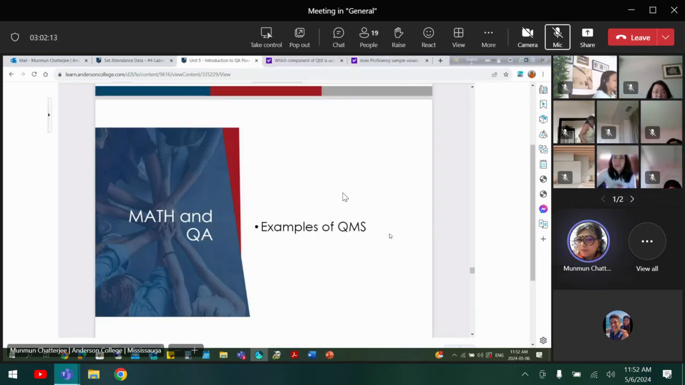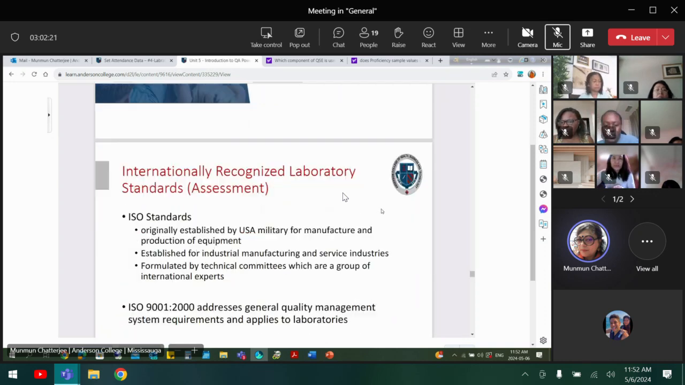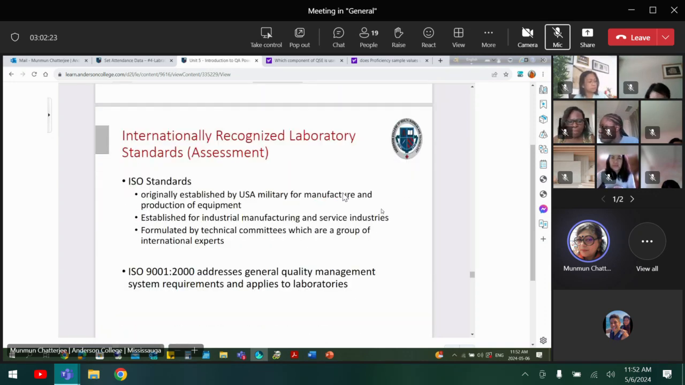So now we talked about the quality management system. So what are the different quality management systems? Probably everybody knows about ISO, the internationally recognized laboratory standard, that is for the assessment. So that is the ISO standard.